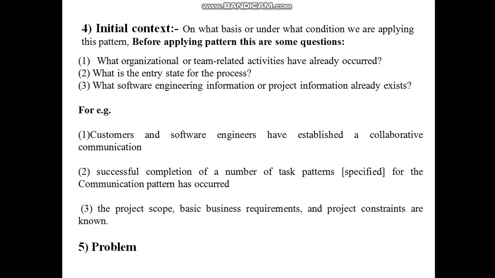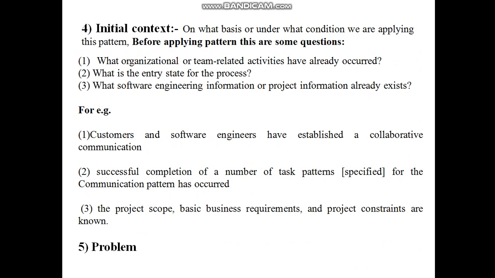So this is some example to clearly understand what is initial context. Very first is customers and software engineers have established a collaborative communication. Then successful completion of a number of task patterns for the communication pattern has occurred. Then the project scope or basic business requirement and project constraint are known.